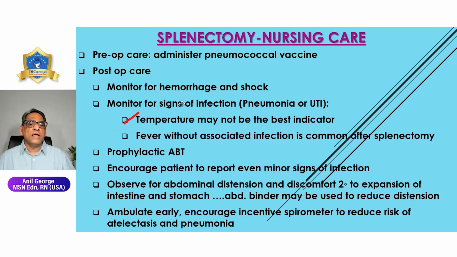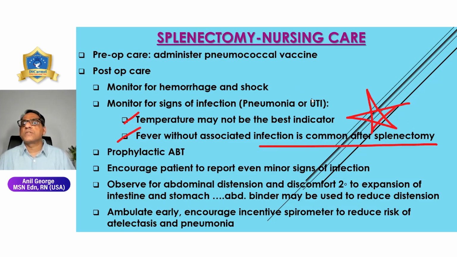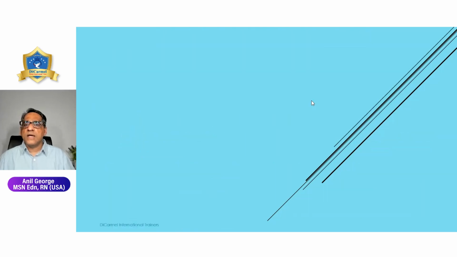That's what we're talking about right here. Temperature may not be the best indicator. Fever without associated infection is common after splenectomy. Very classic information. So basically, even a low-grade temperature can be something of very great concern. And this also applies for a bunch of other conditions, classically encountered, even low-grade. Now we know that when you talk about temperature, we don't usually treat anything less than 100.4 or maybe 101. We don't treat anything less than that as fever, or we don't take it seriously.